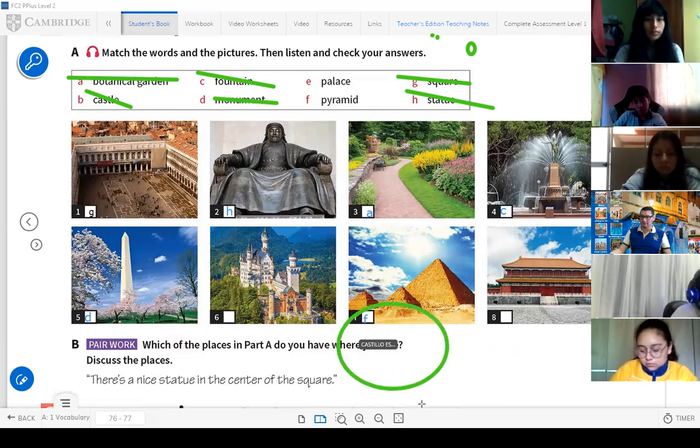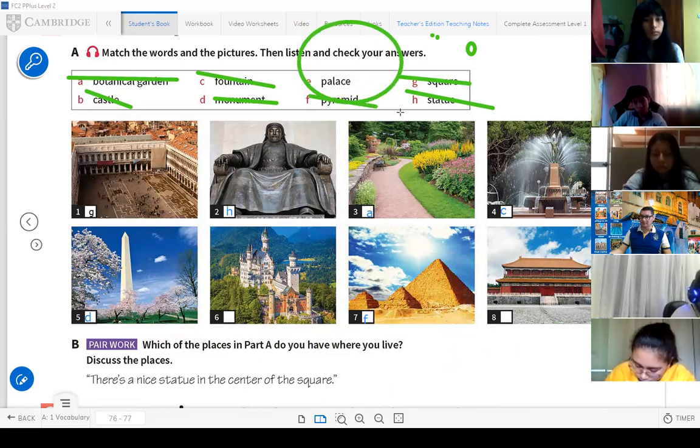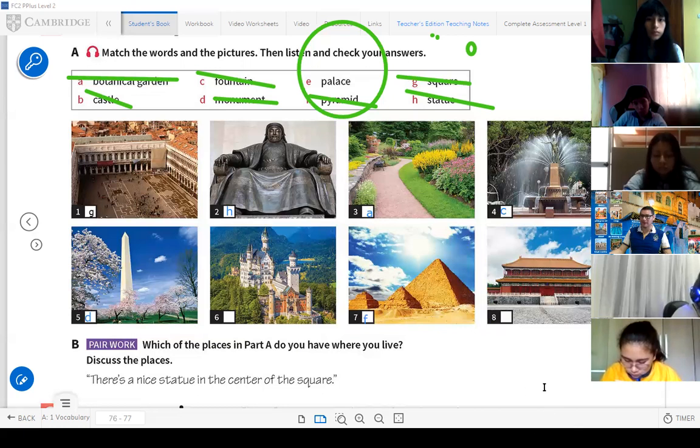Okay, very good, Castillo. And finally, we have the number eight, no? What is left? Palace, okay? And you have to write here, no? The alternative letter eight is palace. Oh, sorry, number eight is palace. So it's letter E, yeah? Well, and now we have the activity done, right?